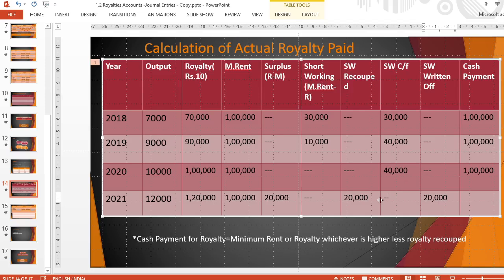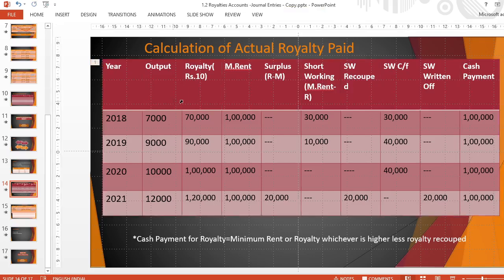Out of 40,000, 20,000 adjusted because there is a surplus of 20,000, and remaining 20,000 we have to write off because we cannot carry forward. So we can adjust the surplus only in the first 4 years. So for that reason the remaining 20,000 has to be written off. So last column, amount payable, royalty or minimum rent, whichever is higher. So here higher amount is 1,20,000 less 20,000 rupees worth of short working recoupment. So 1,20,000 minus 20,000, so it is 1 lakh.